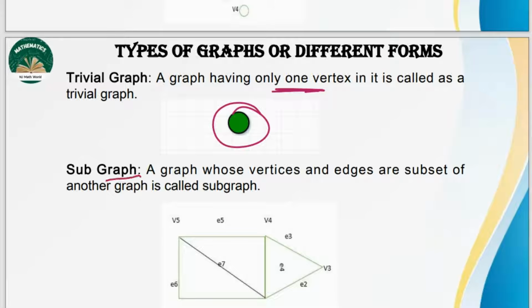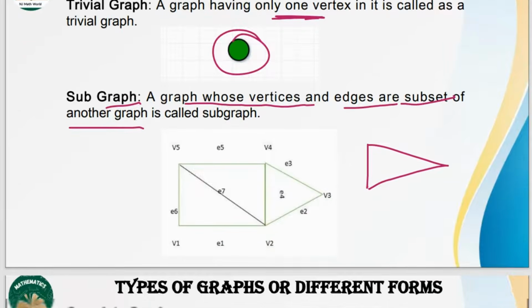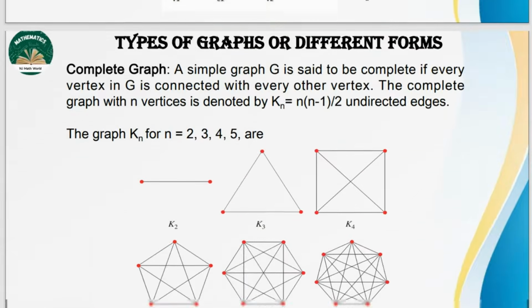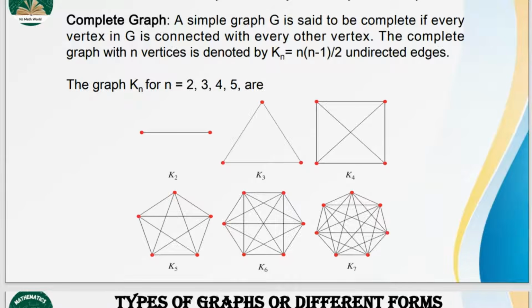Then you have subgraph: a graph whose vertices and edges are a subset of another graph. For example, if I take this, it is a subset of this graph. A subgraph is a graph whose vertices and edges are contained in the other graph. Then you have complete graph. What is meant by a complete graph? A simple graph is said to be complete if every vertex in G is connected with every other vertex, and the formula for the number of edges is Kn equals n(n minus 1) divided by 2.